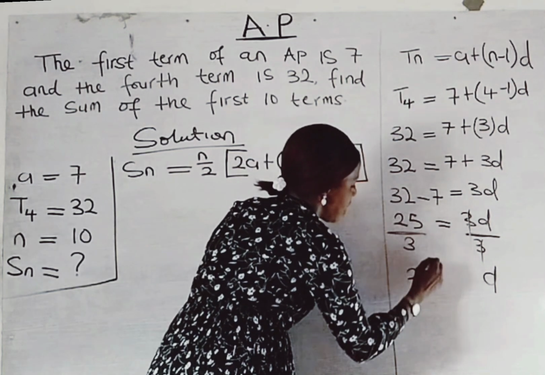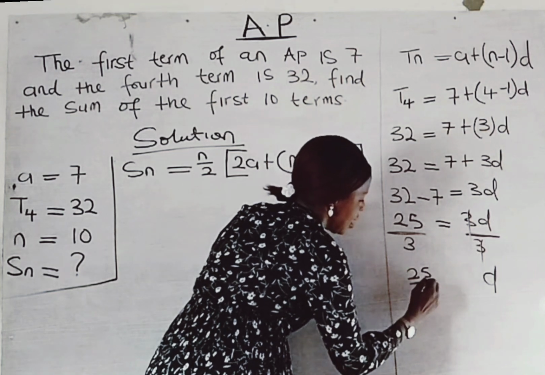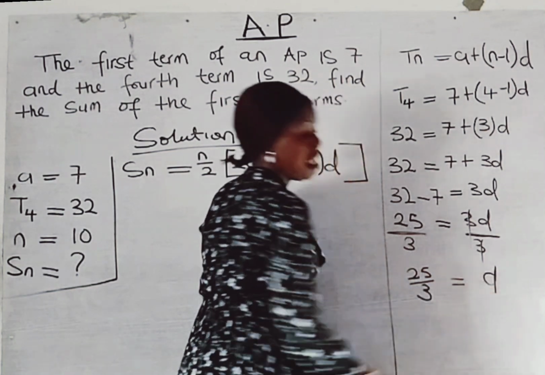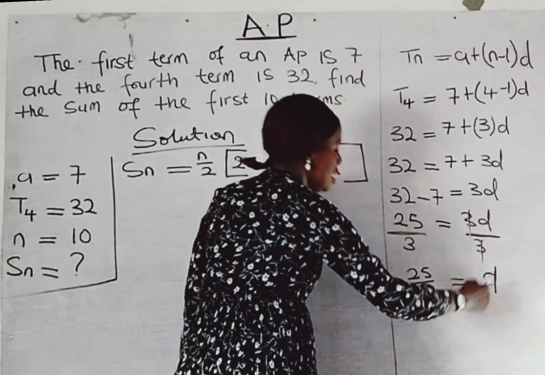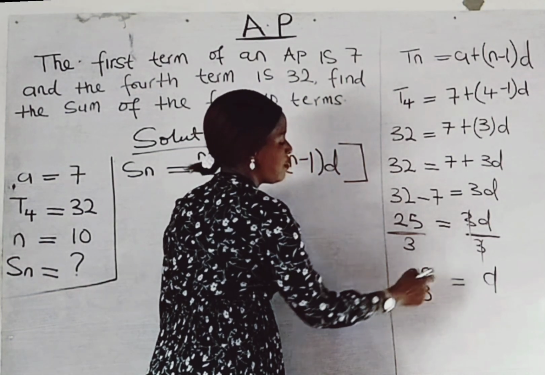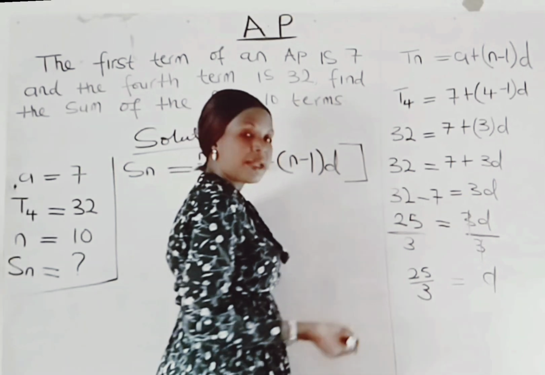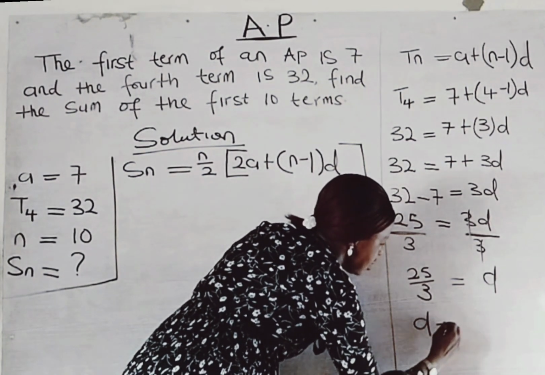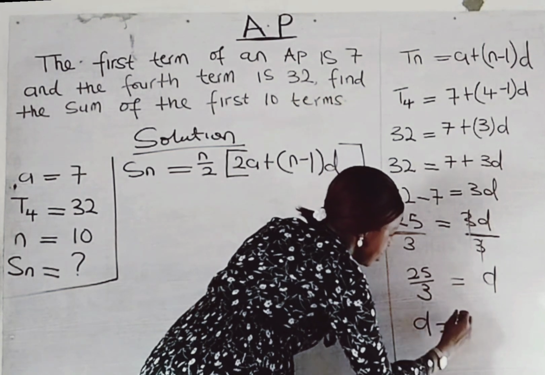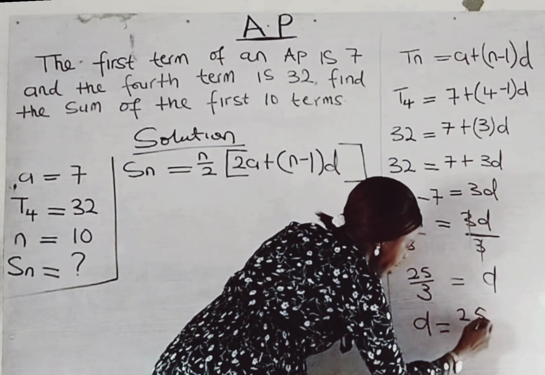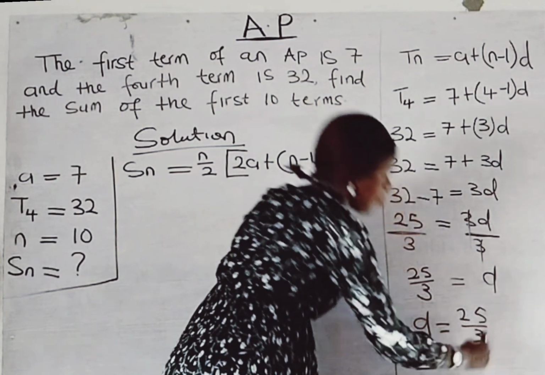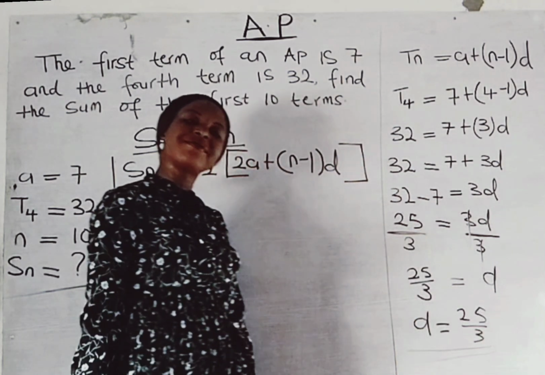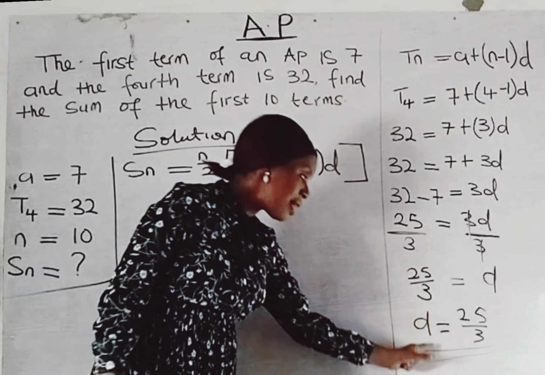So 25 over 3 is equals to d. That means d is equals to 25 over 3. Let me write it out like that. I say d is equals to 25 over 3. This is the value of d. Now we have gotten the value of d.